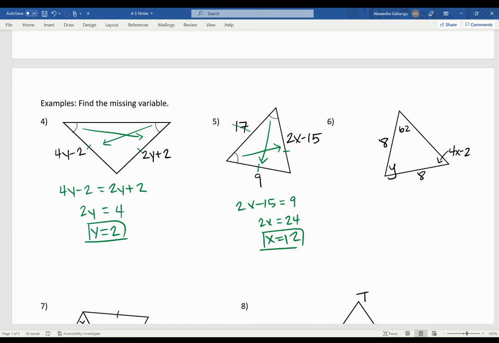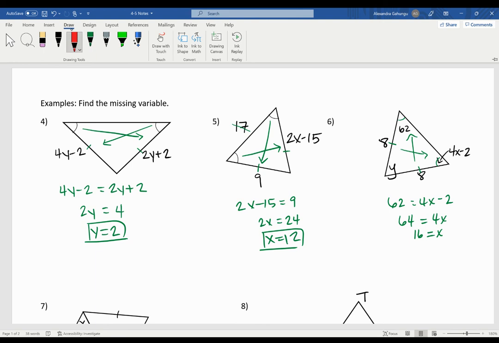Same thing, a little bit here. We might have a distractor at the beginning. I don't know anything about the third side, but I do notice that the length of one side, 8, is also congruent to that. So my base angles are congruent. So 62 is equal to 4x minus 2. So x is 16.